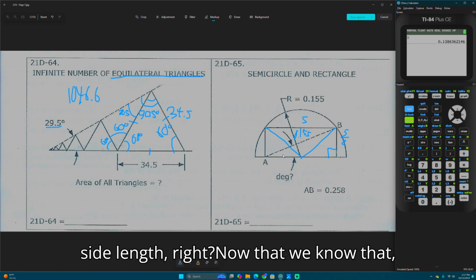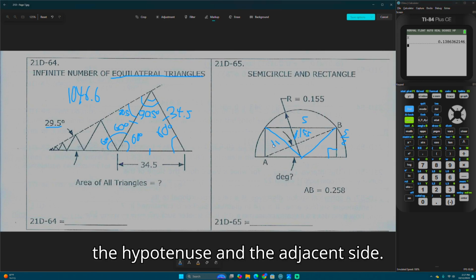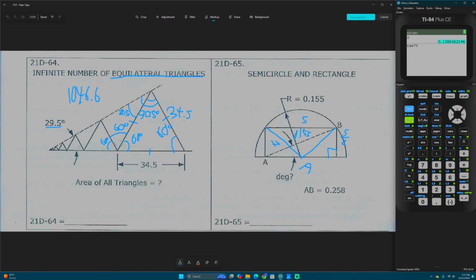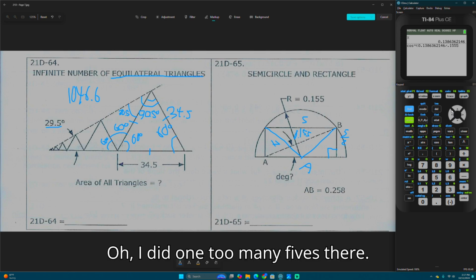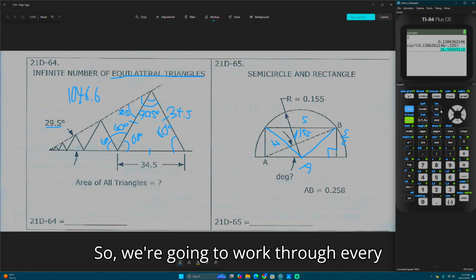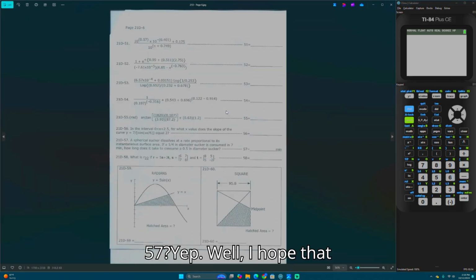So this right there is the side length, right? Now that we know that, we can do the hypotenuse and the adjacent side. So that's cosine. So the inverse cosine of a over h would give us the angle. Oh, I did one too many fives there. And it's 26.6, which is correct. So we worked through every single problem on this test except for 57? Yep. Well, I hope that helped.